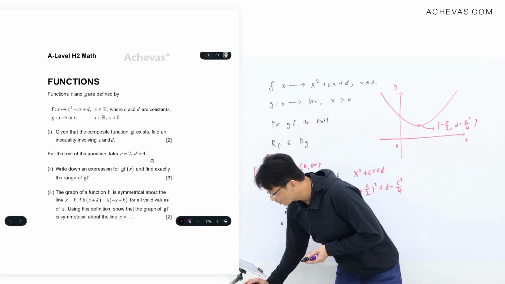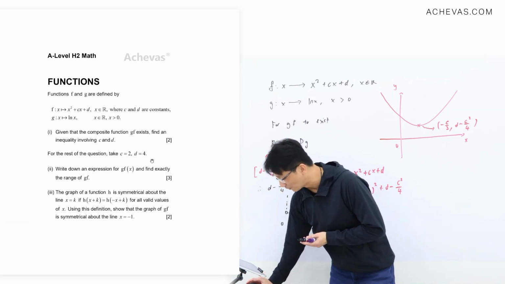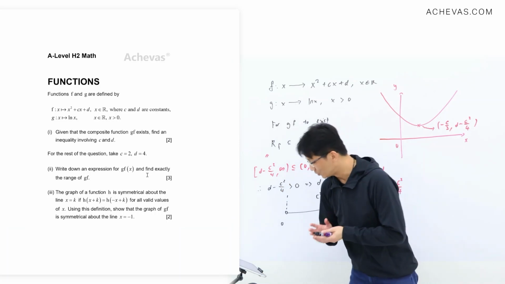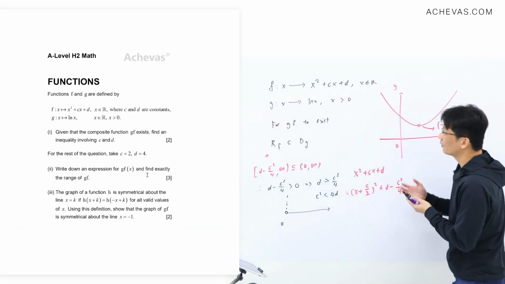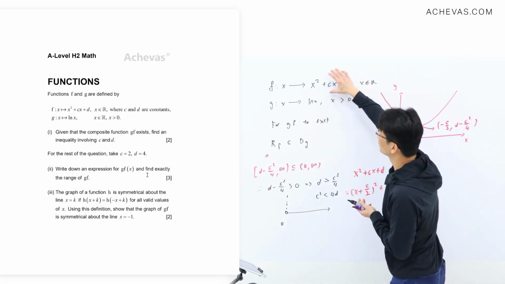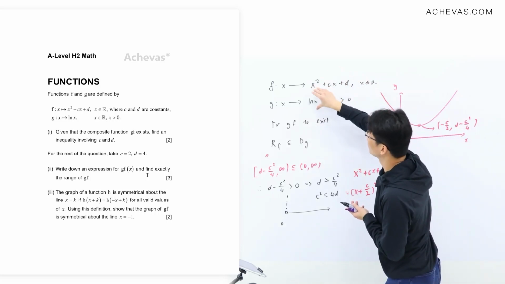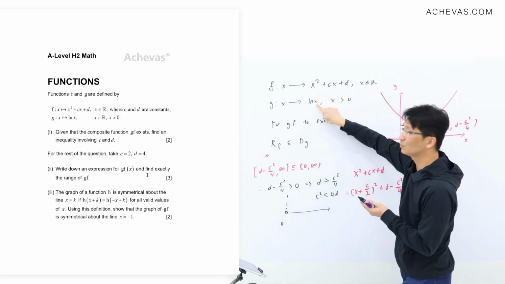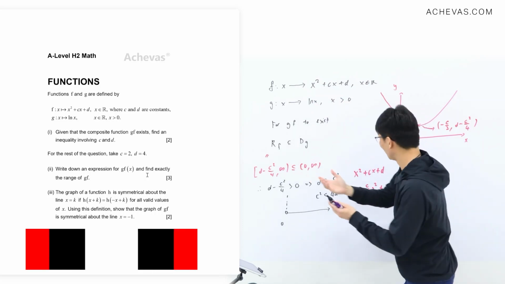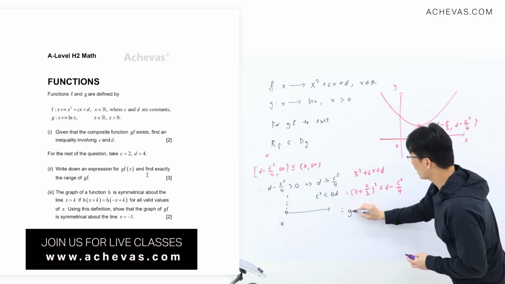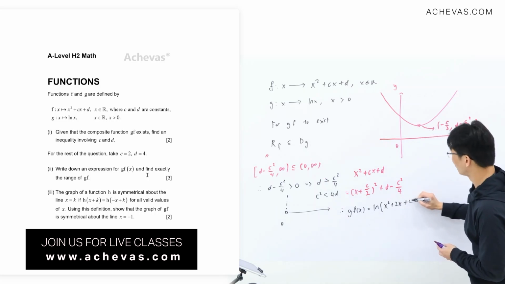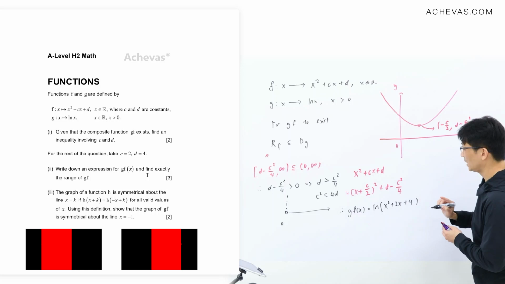Moving on, for the rest of the question, taking c to be 2 and d to be 4, write down an expression for gf(x) and find exactly the range of gf. To find the expression of gf, we know it's a composite function, and gf means we take the function f and put it into the function g. That means I replace this x with the entire function f, the so-called inner function. Therefore, gf(x) equals ln of (x squared plus 2x plus 4), since I'm already given the values of c and d.